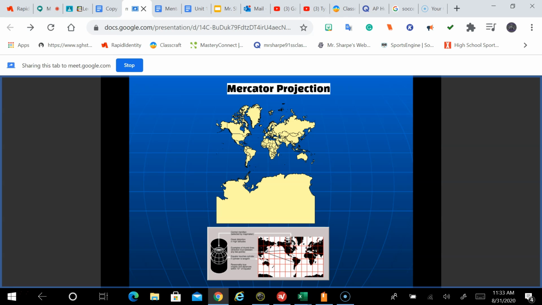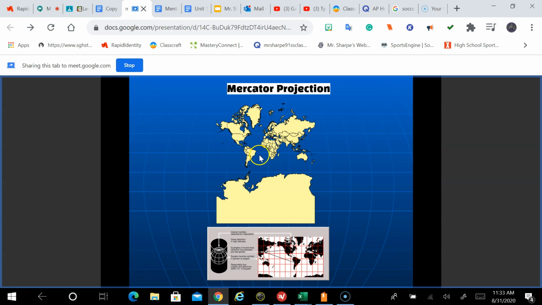Anybody else? What is something you notice about everything that's closer to the equator? When it's closer to the equator, it gets smaller, but the further away it is from the equator, it gets stretched out larger. Hey, nailed it right on the point.